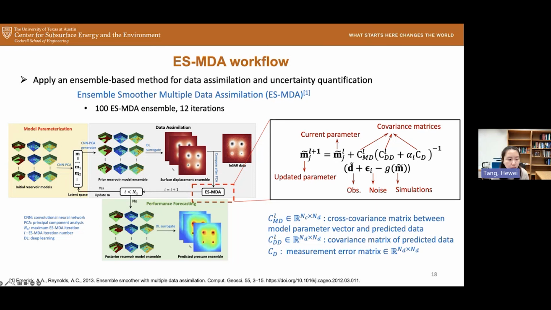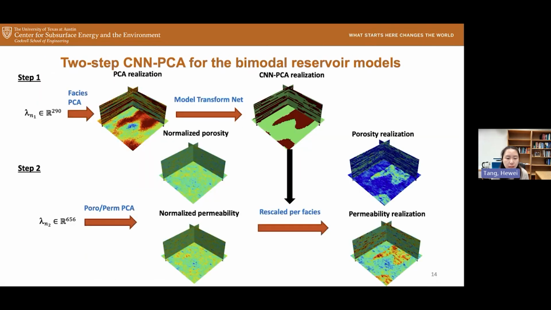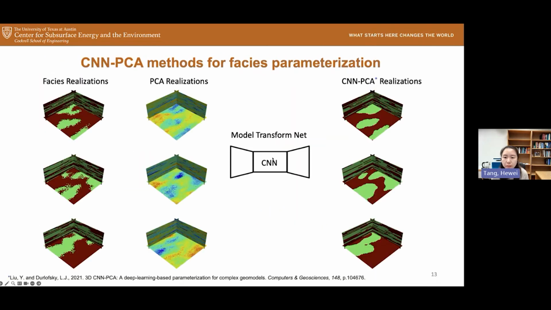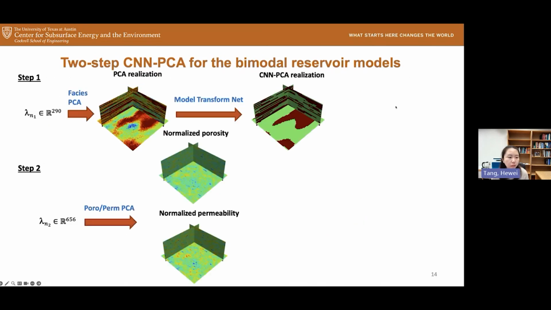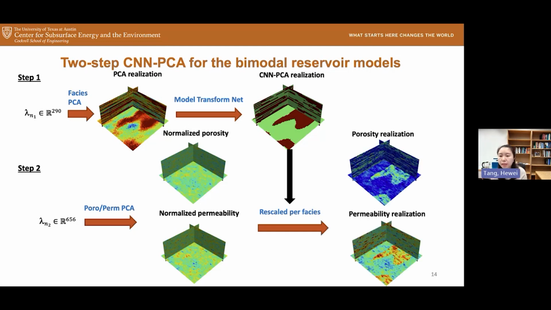How do I get this latent space parameter? I get it from another machine learning based model called CNN-PCA. Through this CNN-PCA model, I can use a latent space vector variable. It's basically 290 plus 656, around 1000, a vector parameter to represent or regenerate the porosity and phase realization. So what I'm doing is a history match for this parameter vector, this latent space vector, lambda n1 and lambda n2.